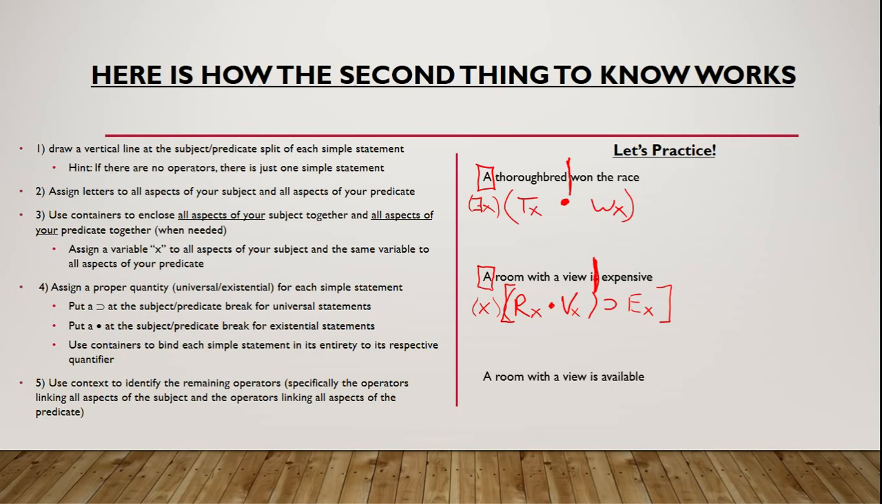A room with a view is available. Let's see. Here's "a" again, but let's think about how this one works. A room with a view is available. I go to the front desk. Hey, do you have a room with a view? And they say, a room with a view is available.